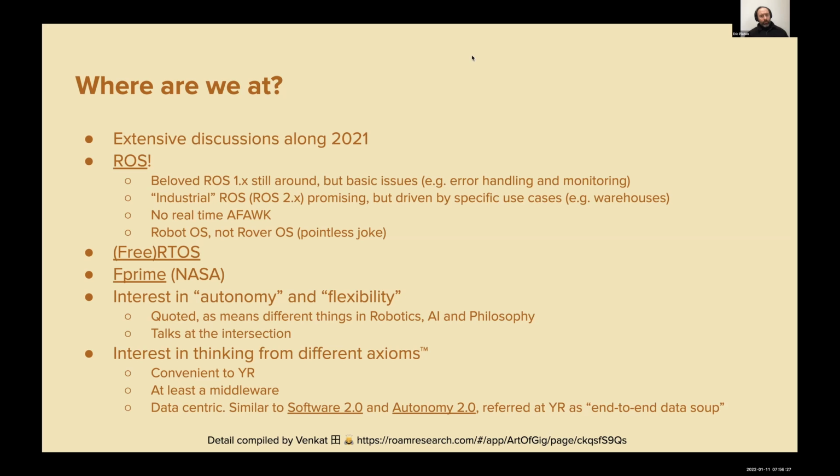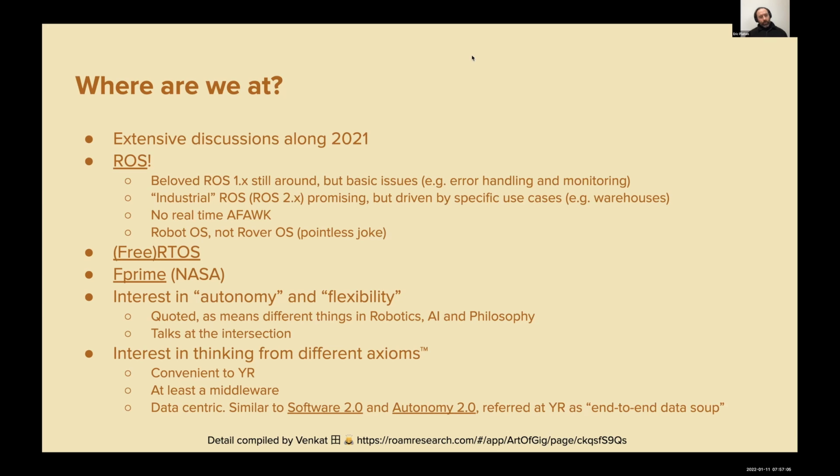ROS is now in its second generation, and it's sometimes called industrial ROS, and it's driven by topics that are a bit different from ours, typically warehouses or arm robots and things like that. Plus the fact that it's not really a real-time OS, and we're not very sure whether we need a real-time OS, and we have a different point of view on where to go. It seems a lot of our discussions are about not using ROS.